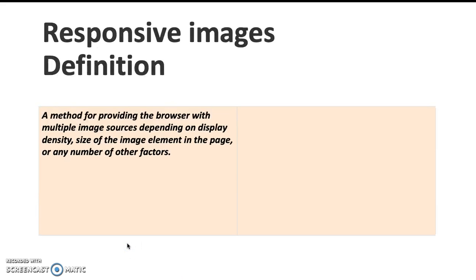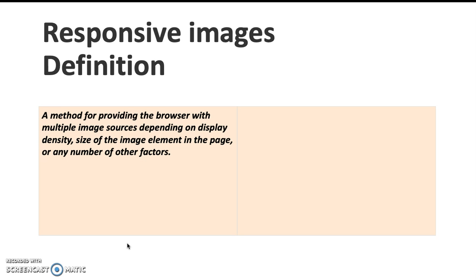I have an assignment for this week: explain responsive images. A quick definition is a method for providing the browser with multiple image sources depending on display density, the size of the image element in the page, or any number of other factors. Images that work well on devices with widely different screen size, resolution, and other such features, and look at what tools HTML provides to help implement them.